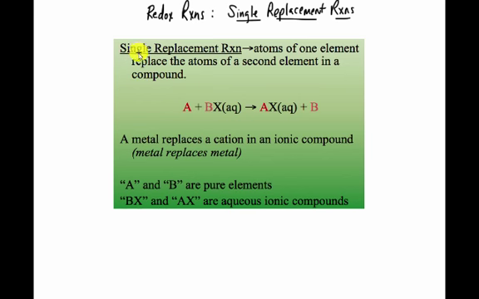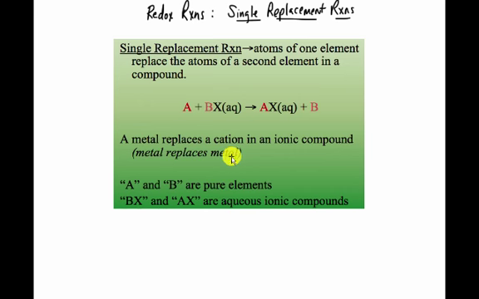All right, so a single replacement reaction is somewhat like a double replacement in that we're going to have two things that react, and one element is going to replace another one in a compound. The way you're going to identify these is that you'll always have an element reacting with a compound, and this compound is almost always going to be aqueous. So, a single element reacting with a compound. Typically we have a metal replacing a cation in an ionic compound. We like to say metal replaces metal.